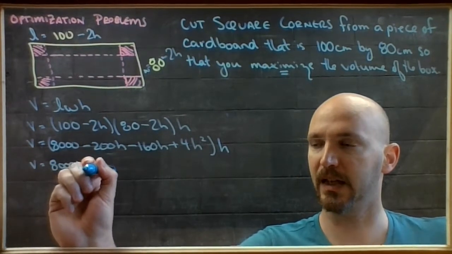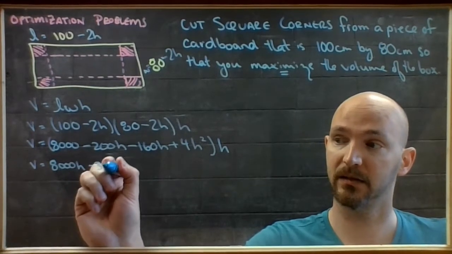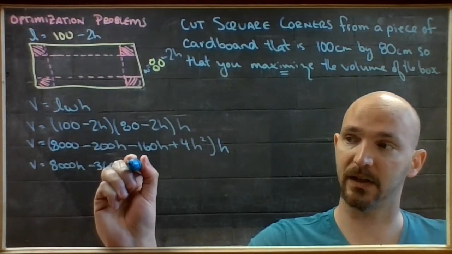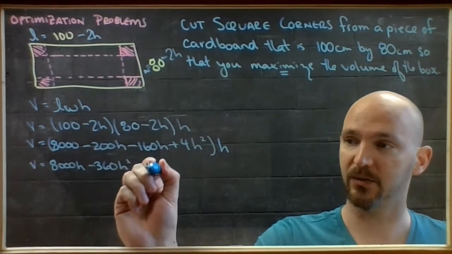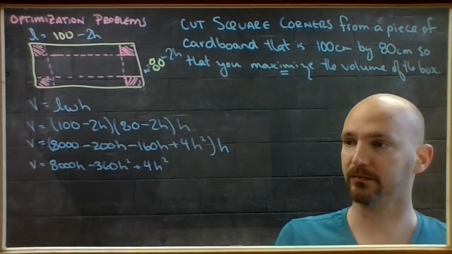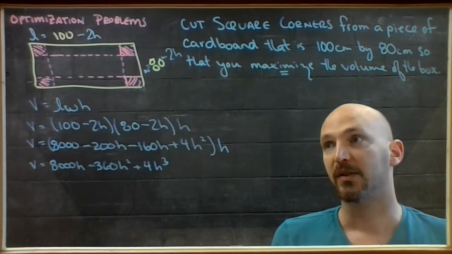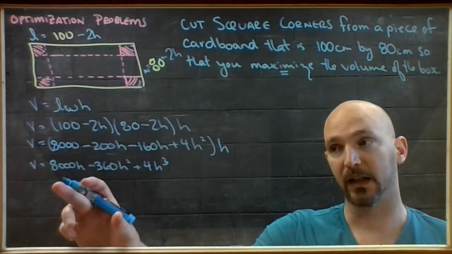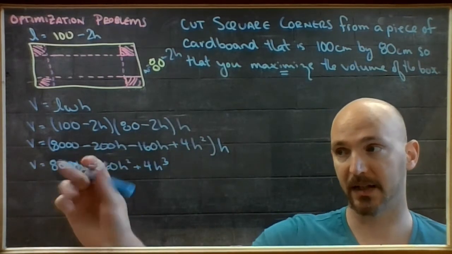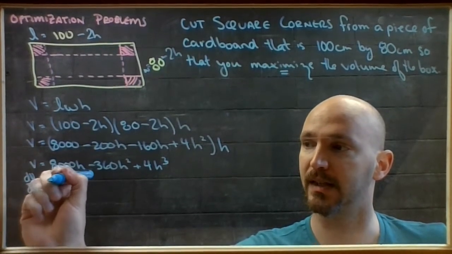8,000h. That's minus 360h squared plus 4h cubed. So I have an expression for the volume of the box that I made this way. I just need to maximize it by taking the derivative, dV/dh, and setting it to 0.